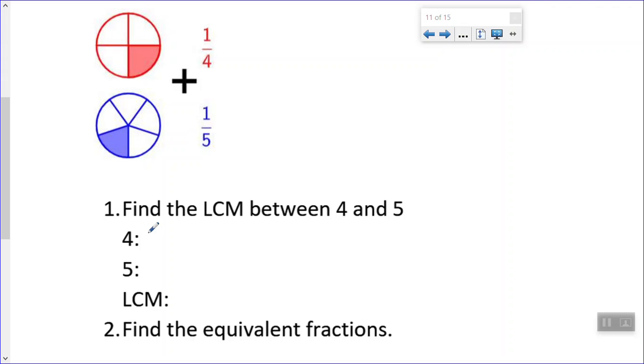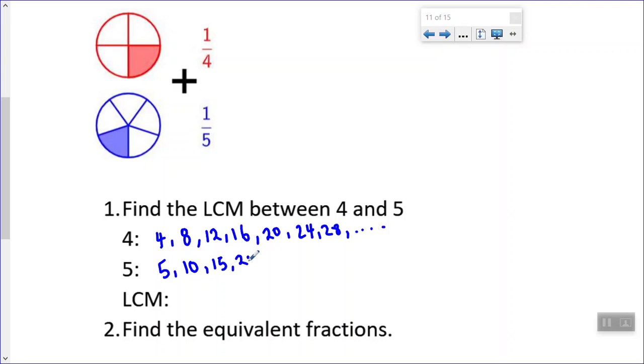To find it, we have to find the LCM. So to find the LCM, you have to find the multiples of 4. 4 times 1 is 4, 4 times 2 is 8, 4 times 3 is 12, 4 times 4 is 16, 4 times 5 is 20, 4 times 6 is 24, 4 times 7 is 28, and it goes on. And multiples of 5. 5 times 1 is 5, 5 times 2 is 10, 5 times 3 is 15, 5 times 4 is 20, 5 times 5 is 25, 5 times 6 is 30, and it goes on.